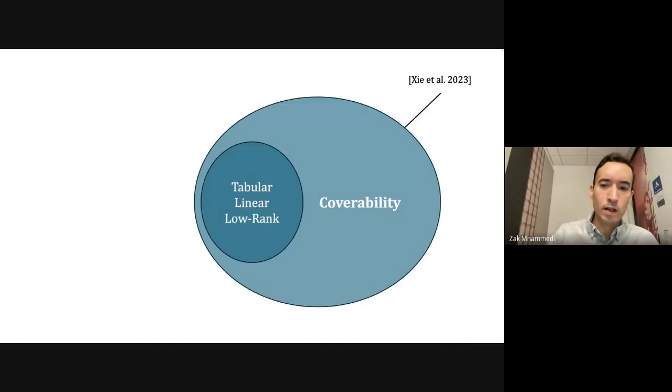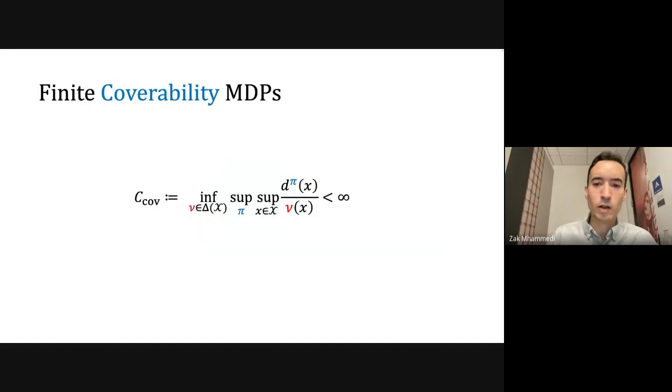All these settings that I just mentioned that are somewhat tractable under online access belong to a broader class of MDPs with finite coverability. If you're not familiar with coverability, an MDP has finite coverability if there is some measure nu such that for all policies pi and for all states x, the ratio between the occupancy of x under pi, so this is the probability of reaching x under pi, over nu of x is bounded by some constant.